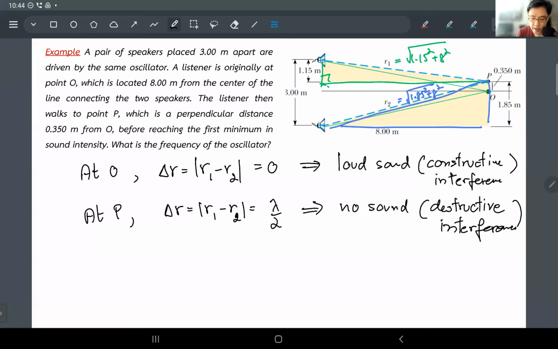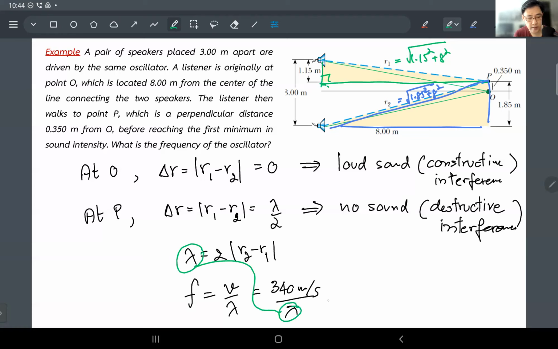So at the end, what you get is lambda is going to be twice the absolute value of R2 minus R1. I know that R2 is going to be larger than R1, but I put everything under absolute sign anyway. And once you get that lambda, the frequency is always v over lambda. We already knew this. Then you can apply the speed of sound in regular air, like 340 meters per second, and divide it by the wavelength that you got from your calculation there. There you go. Just plug it in here, and you are done. Okay. Does that make sense?